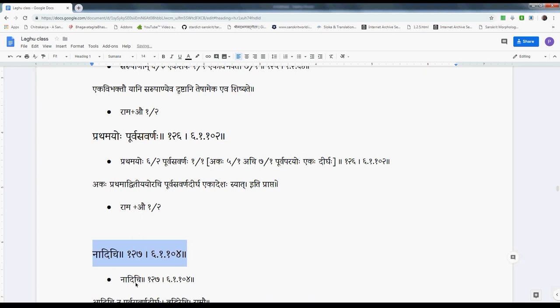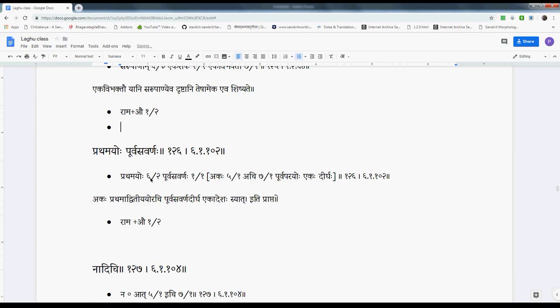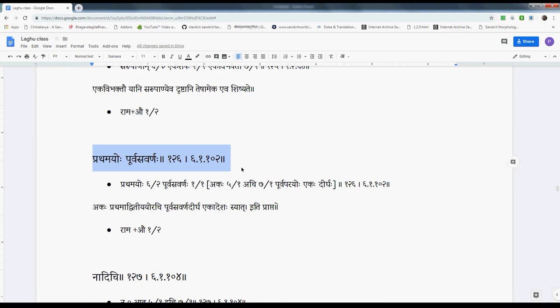So, nadichi. Nadichi says what? Na. Na is an avyaya. At, ichi. So we will come to this sutra. I will just mention this sutra and we will go back and finish the earlier sutra, because that sutra is given a leg by Laghukara. So where will this sutra apply? I don't know. If I study this much, I don't know when this will apply.